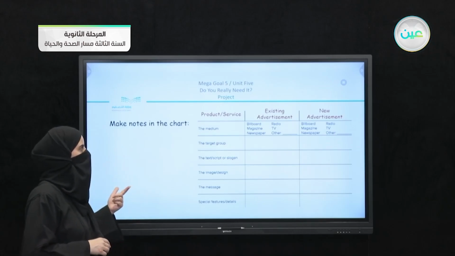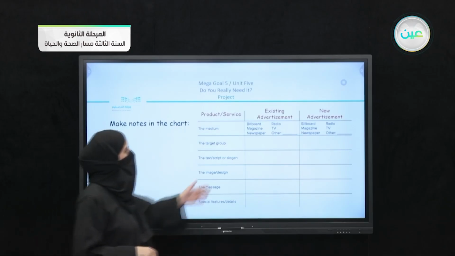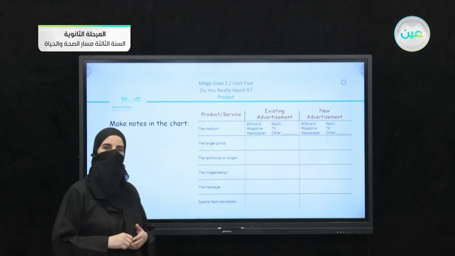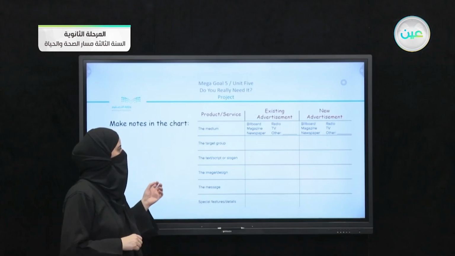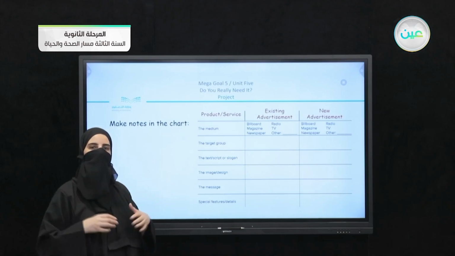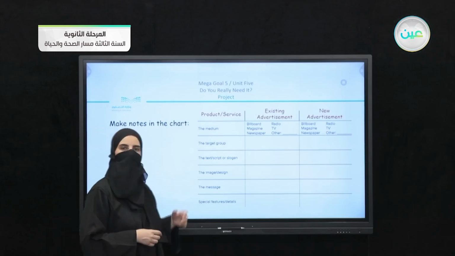We have here the medium. So what is the medium that is used in the advertisement? Of course, we are going to analyze the existing advertisement here. So it can be billboard, radio, magazine, TV, newspaper, or any other method. The target group, who is it directed to? The text script or the slogan. So here you're going to see what is the script or what is written in general, what is the message that we have. The image or the design.